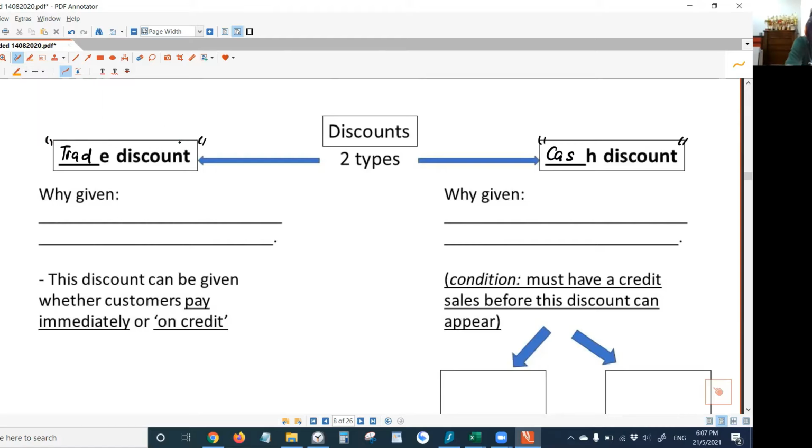The one on the left, trade discount, is known as the first stage discount. Cash discount is known as the second stage discount. Don't write these two terms, first stage and second stage, in the exam. It's just for your own understanding, which comes first and which comes next. Trade discount would always come first in accounting, followed by cash discount. Cash discount should never come before trade discount.